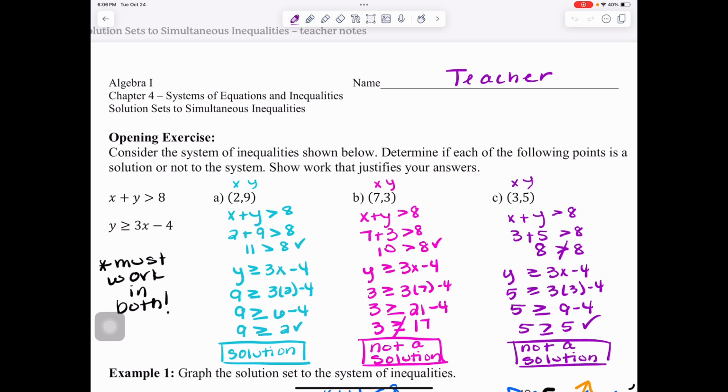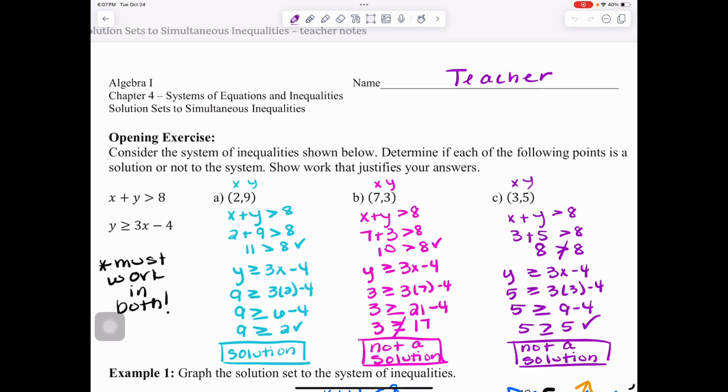And then a similar thing happens in part C with 3, 5. 3 goes in for X, 5 goes in for Y. The first inequality fails this time. You get 8 is greater than 8. 8 is not greater than 8. It would have to be or equal to, which it isn't. So that inequality is not true.